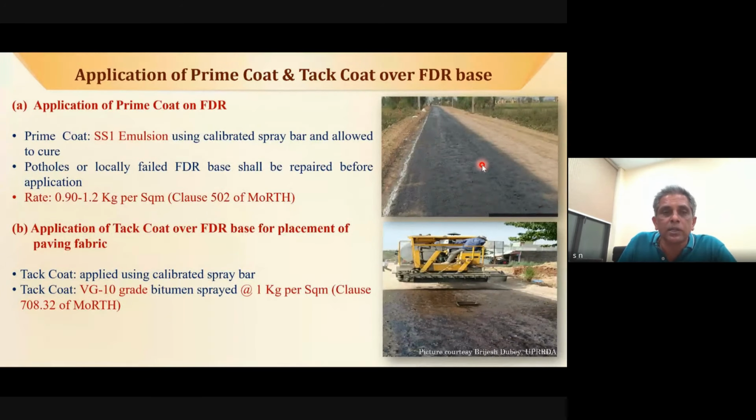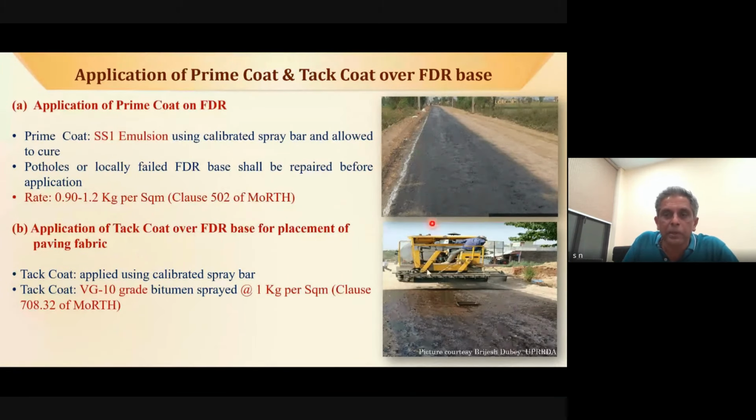And once it is done, the next step would be spraying of a primer coat, which is typically an SS1 emulsion that you are going to be using. The rate of spread is approximately 0.9 to 1.2 kilograms per square meter, again as per specification, of course. Once the prime coat is done, you should give it proper time to cure or to break, and only after that can the next layer be put on top of it.